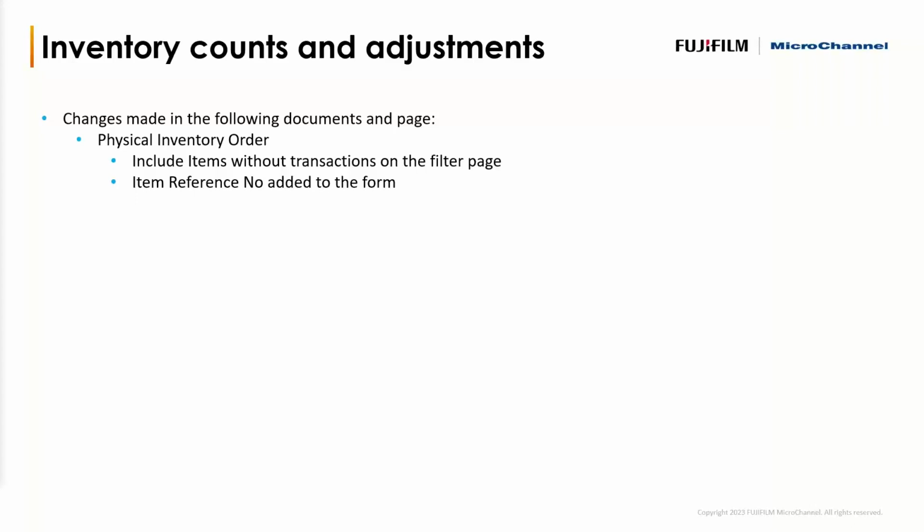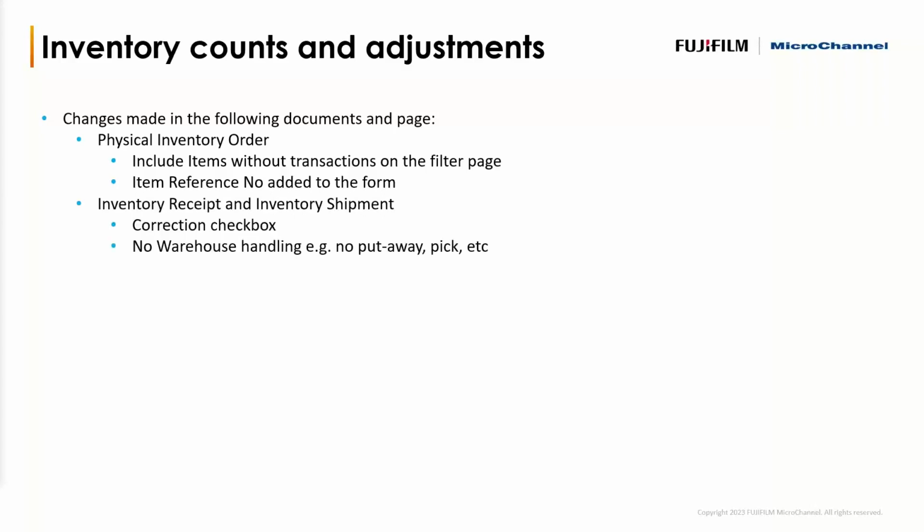And they've also included the item reference number. That's also been added to the form. So for those of you who do use a supplier number or barcode, that can also be shown. The next one is on the inventory receipts and inventory shipments. So if you do use these two documents, you can now do a correction document. Please bear in mind that the inventory receipt and inventory shipments are not focused around warehouse handling. So I'm not talking about the put away documents or the pick documents, it's just purely around receipting and shipments, but we'll go through that shortly.